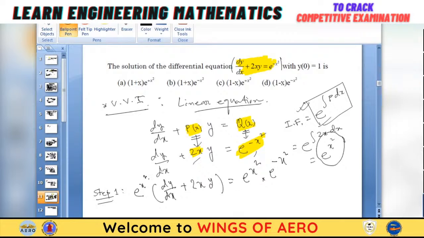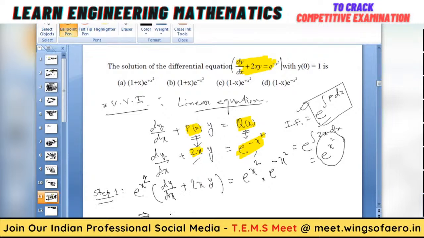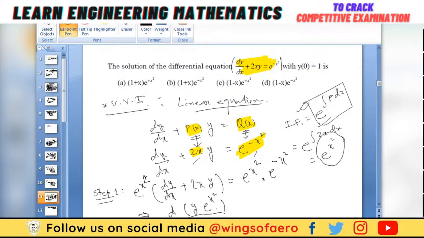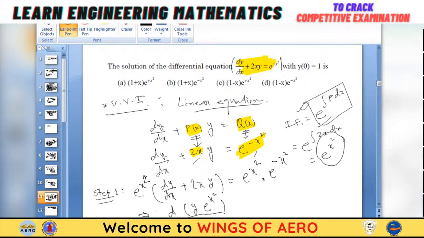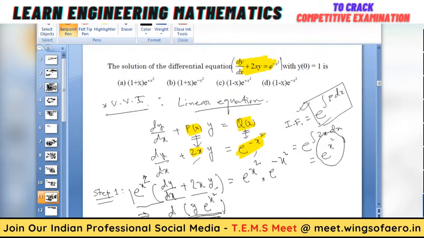After multiplication, the left hand side becomes d of y into e to the power x square. Why? Did you understand this step? Why did I write this whole term, e to the power x square into this one, as d of y into e to the power x square? Did you understand this one?